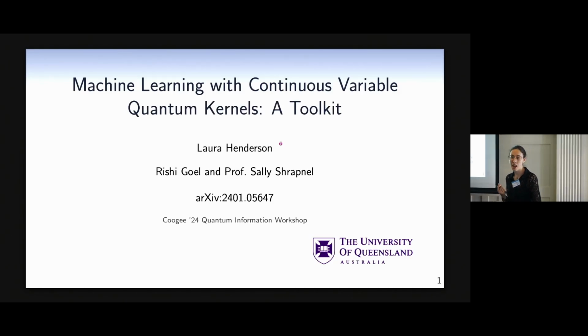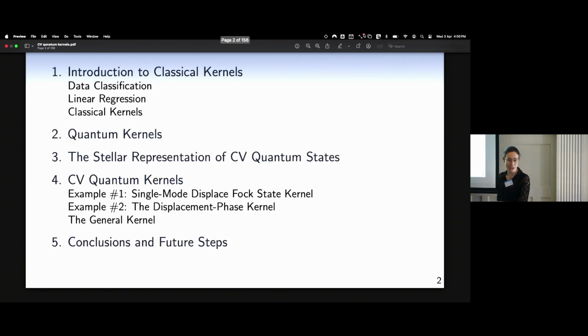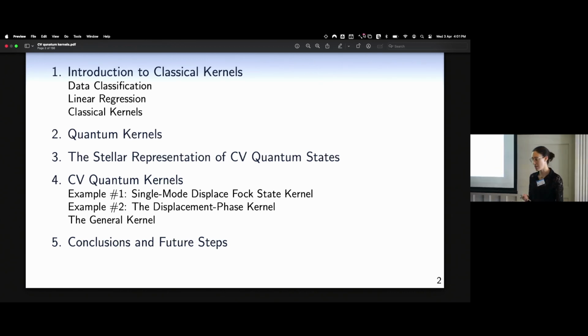I'm Laura Henderson. I'm in Sally Shrapnel's group, and I'm going to be talking about this project I've done with Rishi back there on building quantum kernels with continuous variables. And I'm calling this a toolkit because we're just showing what can be done, not necessarily what you could do experimentally. So I'm going to spend some time introducing classical kernels in the machine and what we mean by kernels, because kernels mean a million things.